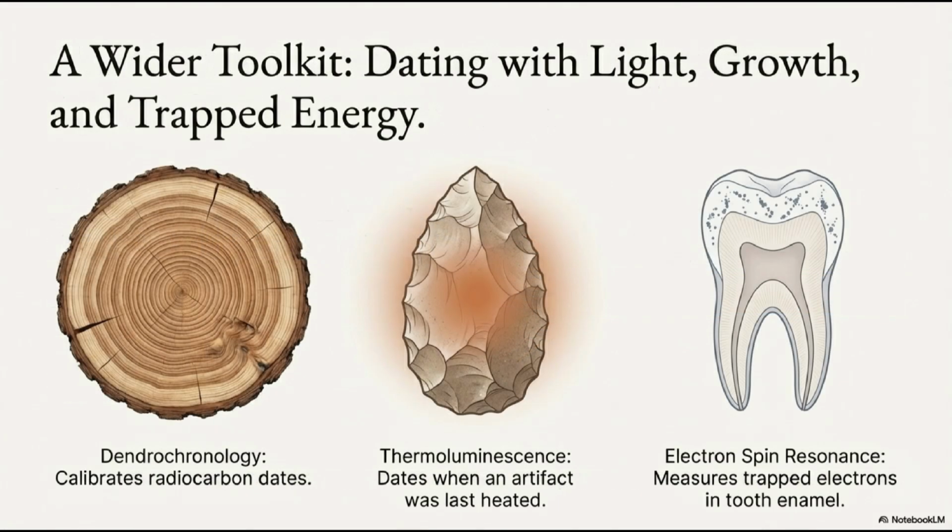Non-radiometric techniques also play a role. Dendrochronology, the study of tree rings, may seem unrelated to anthropology at first glance. But tree rings provide an incredibly precise annual record that helps calibrate radiocarbon dates. Thermoluminescence and electron spin resonance dating measure trapped electrons in materials like heated stone tools or tooth enamel. These methods allow us to date events like the last time a tool was heated or the length of time enamel was exposed to radiation underground.